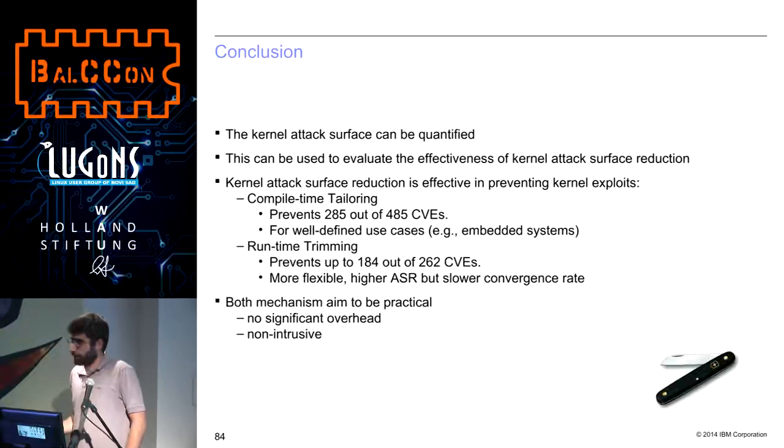If you're not satisfied with that, you can also look at the runtime approach, which does very high attack surface reduction. We've obtained 184 CVEs that would be prevented out of 262 in the static security model. Essentially, it's more flexible because you can decide which applications you're interested in. It also has higher attack surface reduction, but also a slower convergence rate. Remember that the compile time version converges in 5 minutes. The other takes 1 month or 3 months, depending on which grouping you're using.